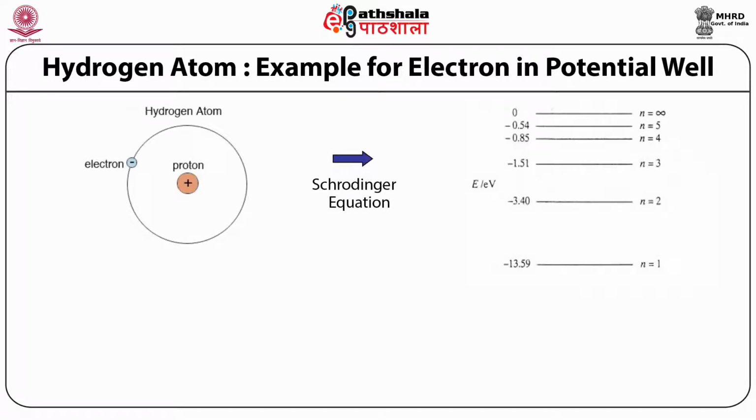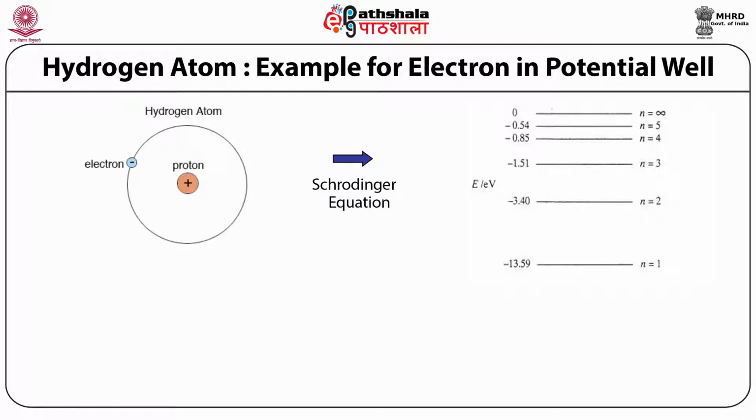So students, let us consider an example for an electron in a potential well, that is the hydrogen atom, consisting of a proton and an electron which is revolving around the nucleus containing one proton. As you can see over here, the potential the electron is experiencing is given by minus e squared by r, that is with increase in r the potential is increasing on the negative side.